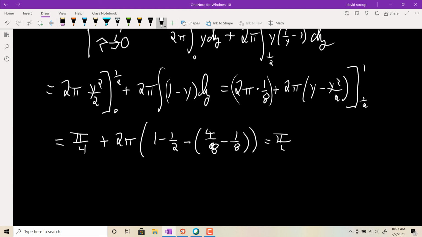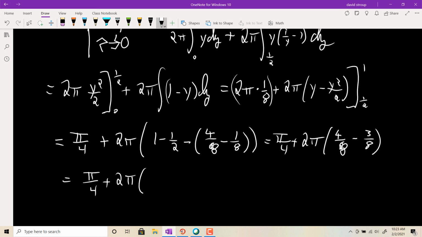Be pi over 4 plus 2 pi times 1 minus 1/2 is just 1/2. 4/8 minus 1/8 is 3/8. We're subtracting these. Another common denominator, so I'll turn them to 4/8. So pi over 4 plus 2 pi times apparently 1/8 should be pi over 4 plus 2 pi over 8, which is pi over 4. So 2 pi over 4, which is pi over 2. Okay.